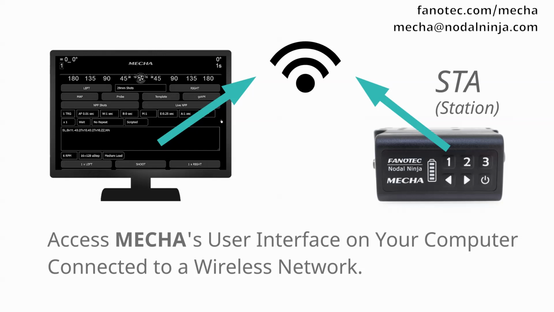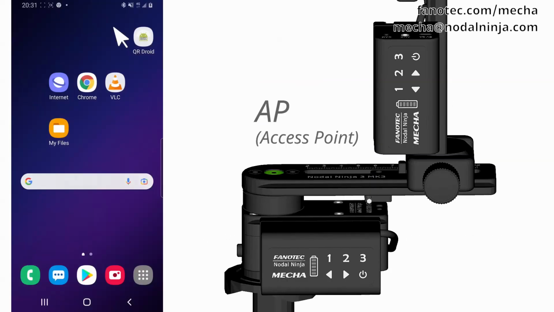Hi. To be able to access MECHA's user interface on your computer, your computer and MECHA must be connected to the same wireless network, and MECHA must be set in STA mode. Assuming your computer is already connected to a wireless network, you first need to use a smartphone to access the user interface. You know from another video that MECHA needs to be in AP mode to be able to connect your smartphone to its network.